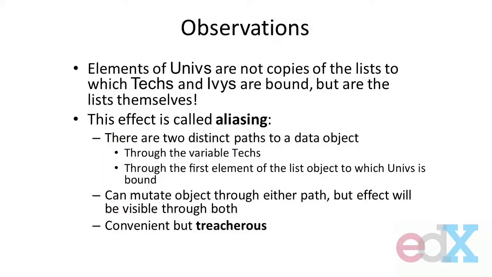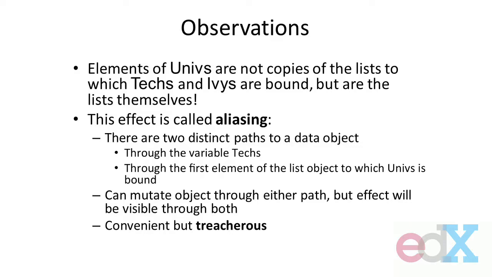Let's make some observations out of this. The elements of univs are not copies of the list to which ivies and text are bound, but are the lists themselves. I got the value of text, which pointed to the list. And this effect is something we call aliasing. Basically, what does aliasing say? It says we have 2 distinct paths to a data object. One is through the variable text in this case. There's a second one through the first element of the list object to which univs is bound.